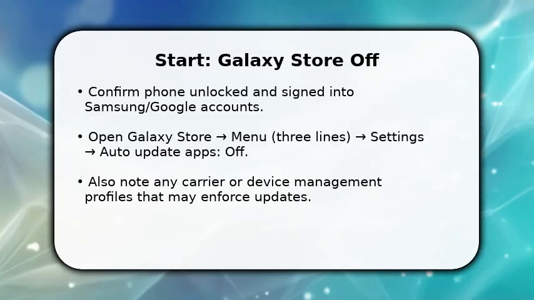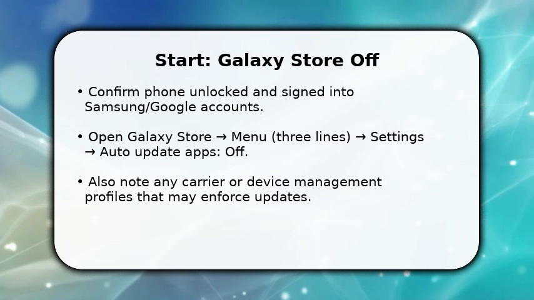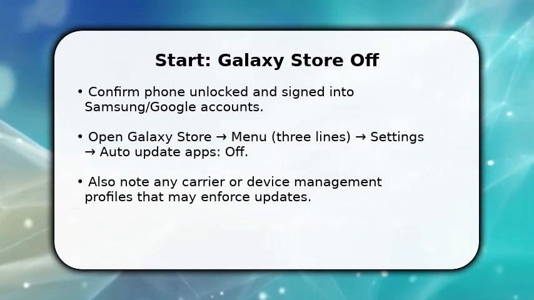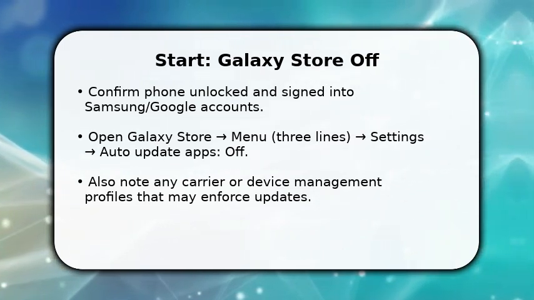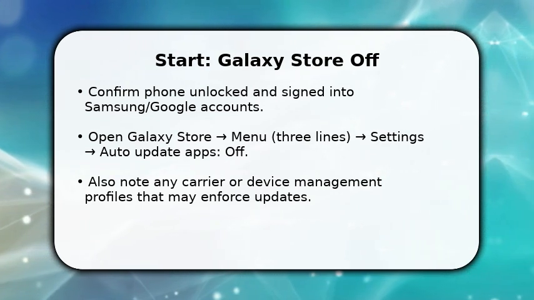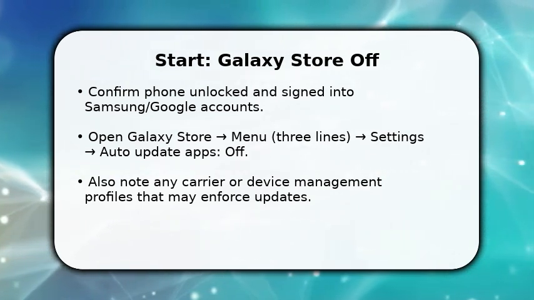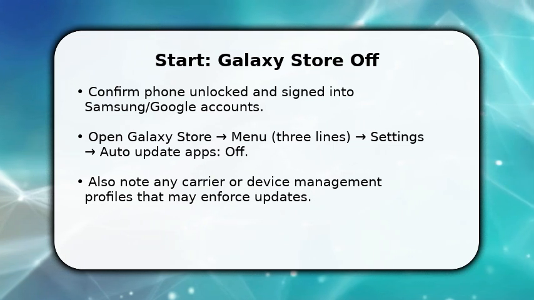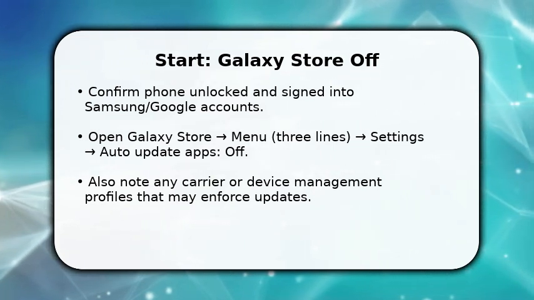You're starting with the Galaxy Store because Samsung apps default there. Open Galaxy Store and tap the menu. Once done, go into Settings and switch Auto Update Apps to off so the store won't push updates. Make sure you remain signed into your Samsung account so settings stick.